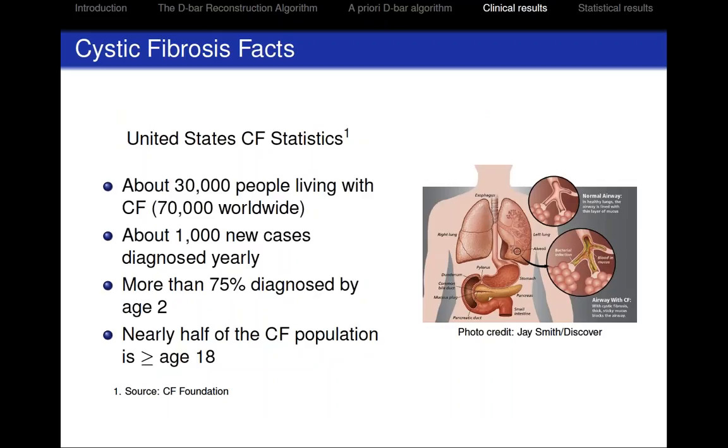Okay, here are a few statistics in case you haven't heard much about CF. There are about 30,000 people living with CF in the US, 70,000 worldwide. About 1,000 new cases are diagnosed yearly. It's genetic, so both parents have to carry it, and if they do, a person has a 1 in 4 chance of getting it. More than 75% of the cases are diagnosed by age 2, and this is a good thing. Nearly half the CF population is above age 18 now. It used to be that in the very olden days children wouldn't live past age 1, and the lifespan has been steadily increasing, especially due to the CF Foundation.